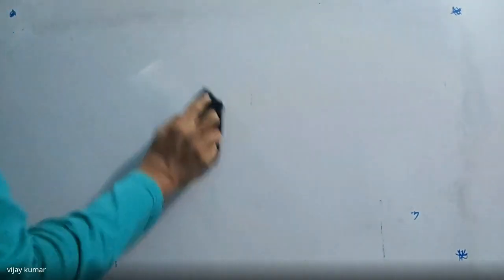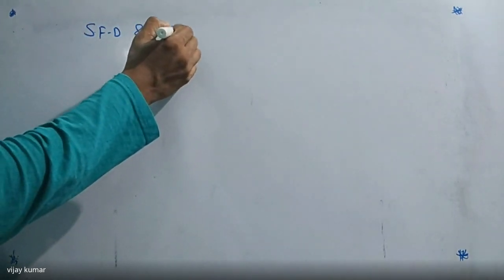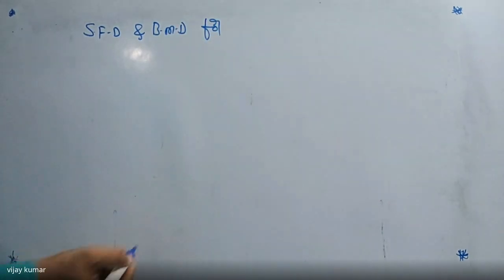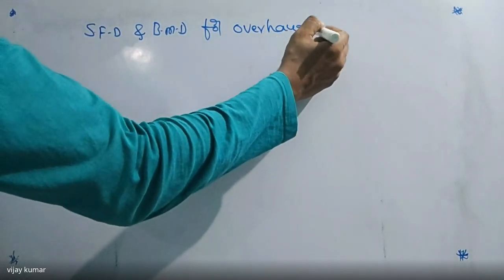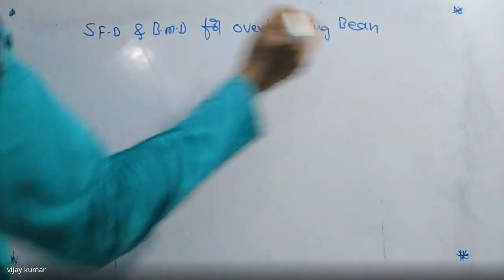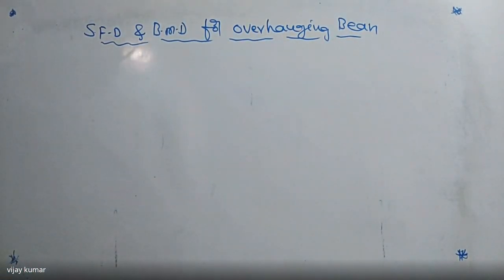Now I'm going to give you how to draw the shear force and bending moment diagram for overhanging beams. After that, I will give you how to draw the shear force and bending moment diagram when the beams have an internal hinge. So listen carefully now. First of all, I'm going to give the shear force diagram and bending moment diagram for overhanging beams.